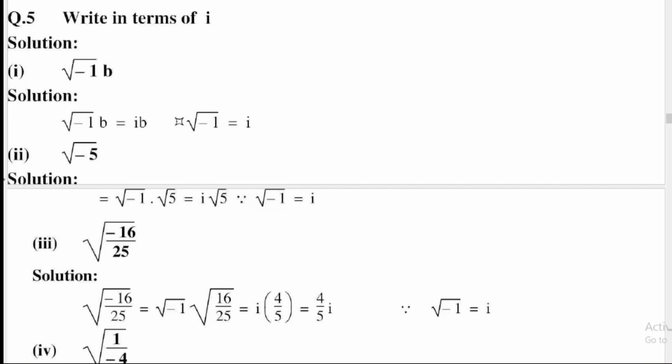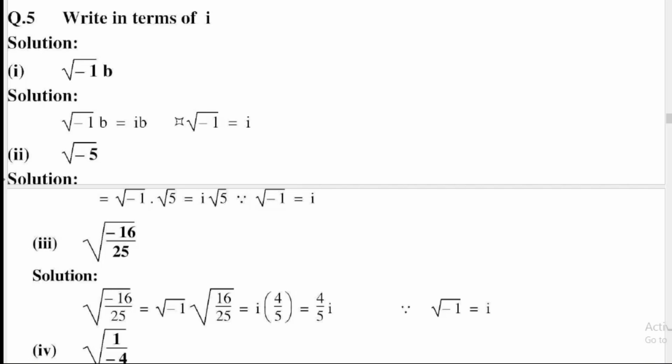Part number 1, that is under root of minus 1b. So under root of minus 1 can also be written in iota form. Iota is equal to under root of minus 1. So it is equal to iota b. Second part, that is under root of minus 5. So under root of minus 1 dot under root of 5. Under root of minus 1 value is equal to iota, so it is iota under root of 5.